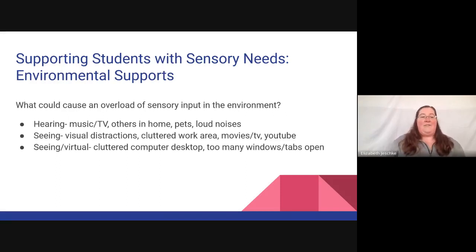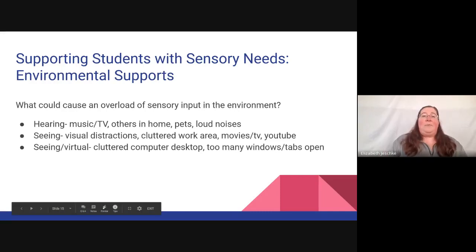So it can be if they have a cluttered work area, again, if there's movies that are happening, if there's some sort of visual input that is overstimulating them, and it can actually be in their curriculum occasionally, and we're going to talk about curriculum a little bit later if that's ever a problem.